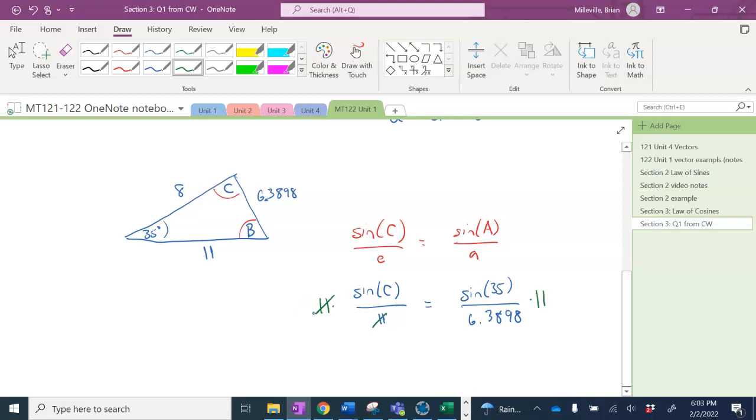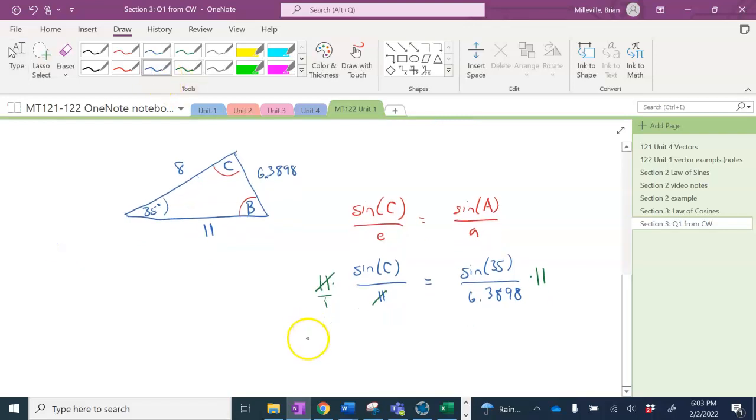Cancel out both 11s on the left. Remember, you think about that as 11 over 1. So we have an 11 factor in the numerator, 11 factor in the denominator. And then we have sine of C equals this number on the right side. Now I'm actually going to compute that. You can just leave it as it is, but I'm going to just compute it for our purposes here.